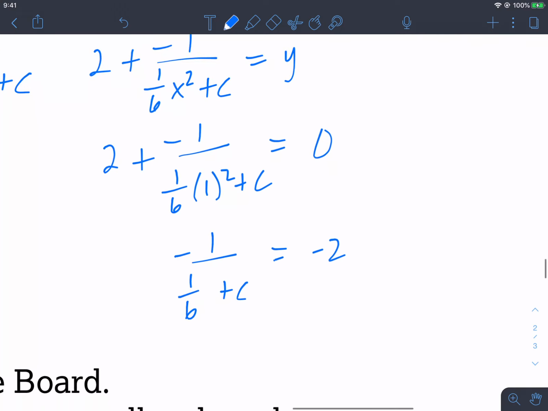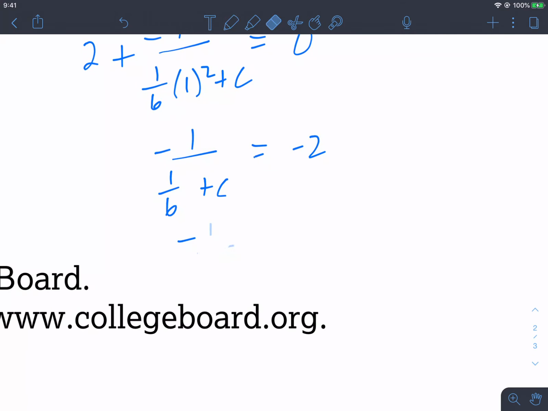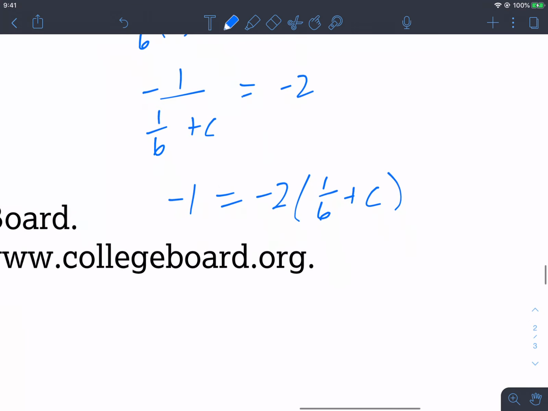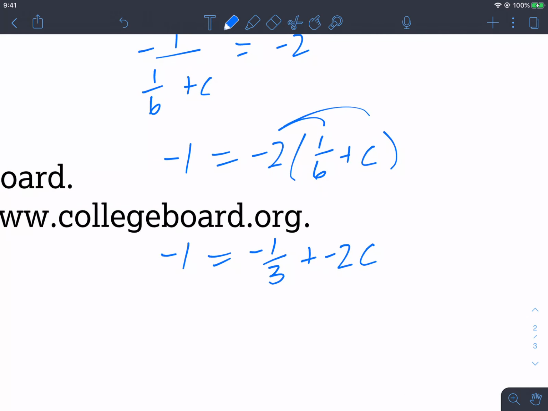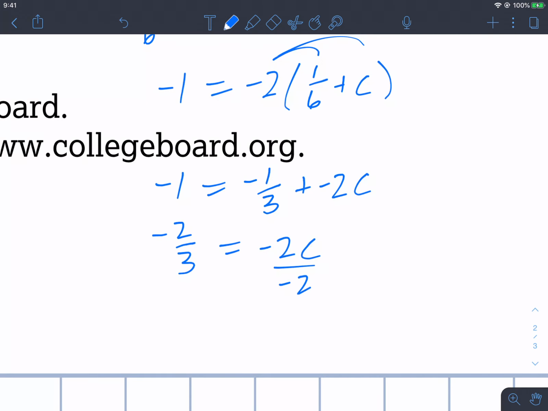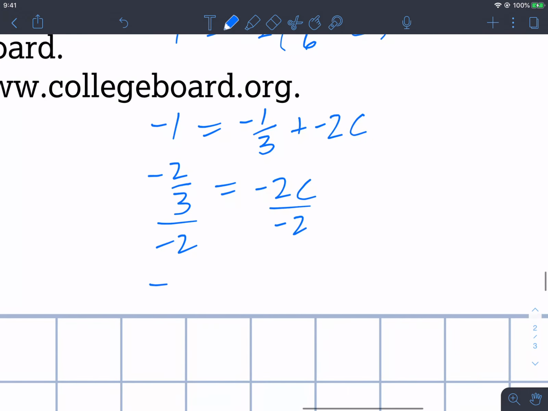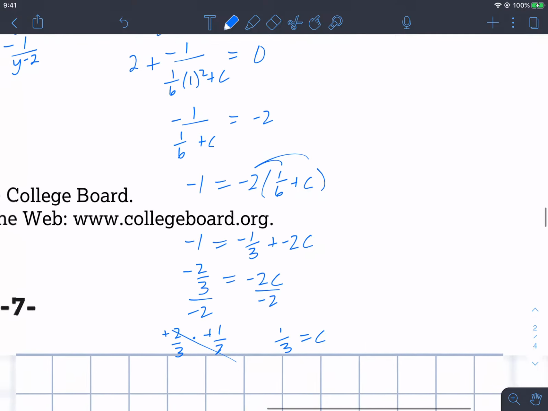I would subtract the 2 over, multiply by 1/6 plus c. Distribute the negative 2, so negative 1/3 plus negative 2c. Add the 1/3 to the other side, so negative 2/3. Then divide by negative 2. Remember, dividing by negative 2 is the same as multiplying by negative 1/2. And it's going to be positive, so 1/3 is equal to c.